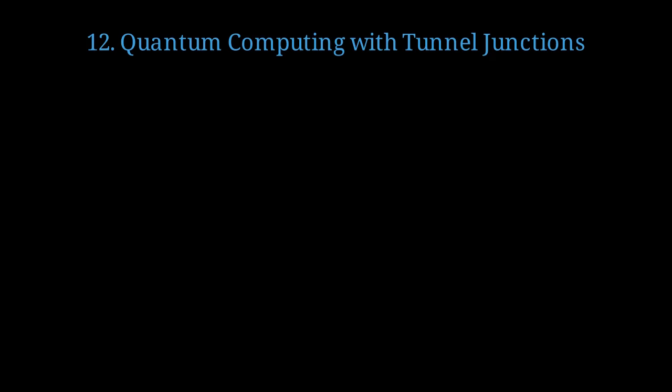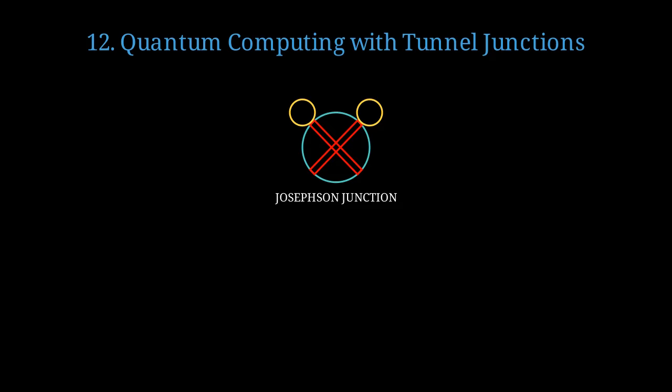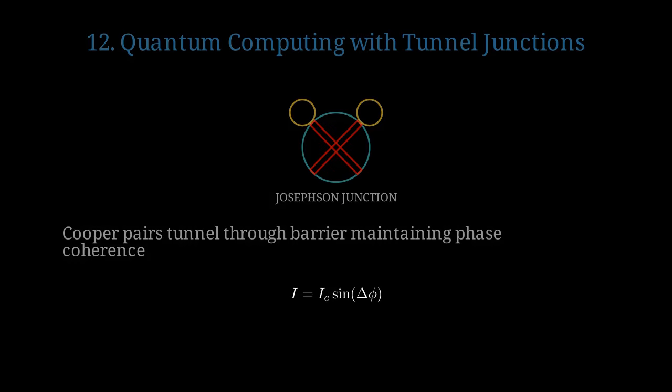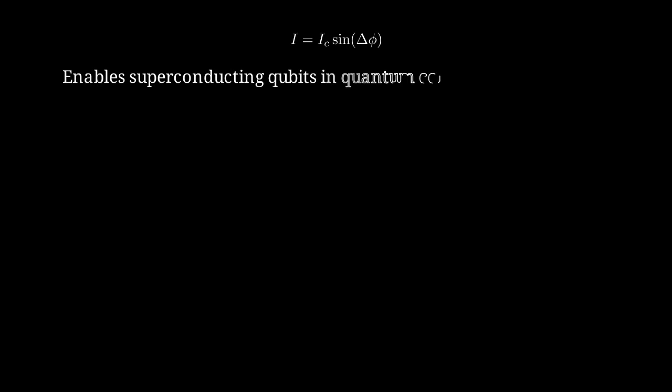Quantum tunneling also plays a crucial role in emerging quantum computing technologies. Josephson junctions, where superconducting layers are separated by thin insulators, rely on Cooper pair tunneling to create quantum bits or qubits. In superconductors, electron pairs called Cooper pairs can tunnel through barriers while maintaining quantum phase coherence, essential for quantum computation. The current through a Josephson junction equals I_C times sine of delta phi, where delta phi is the quantum phase difference. This is the Josephson effect. This tunneling phenomenon enables superconducting qubits used in quantum computers from companies like IBM and Google, operating at temperatures near absolute zero.